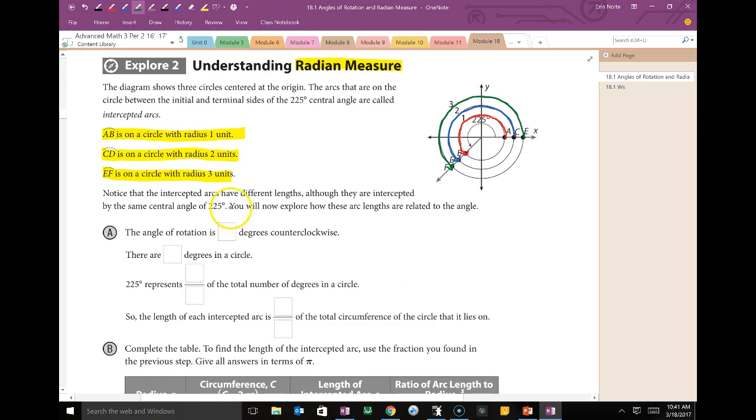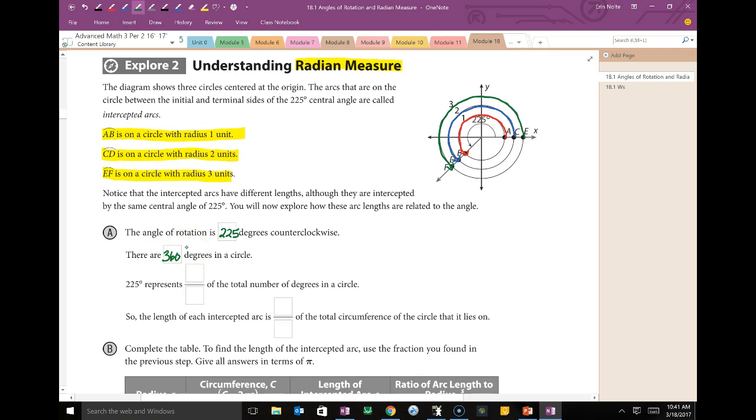Notice that the intercepted arcs have different lengths. You can clearly see that the green arc is a bigger, longer distance than the red arc, even though they're all at the same angle. The angle of rotation for all three of these is 225 degrees counterclockwise. How many degrees are in a circle?